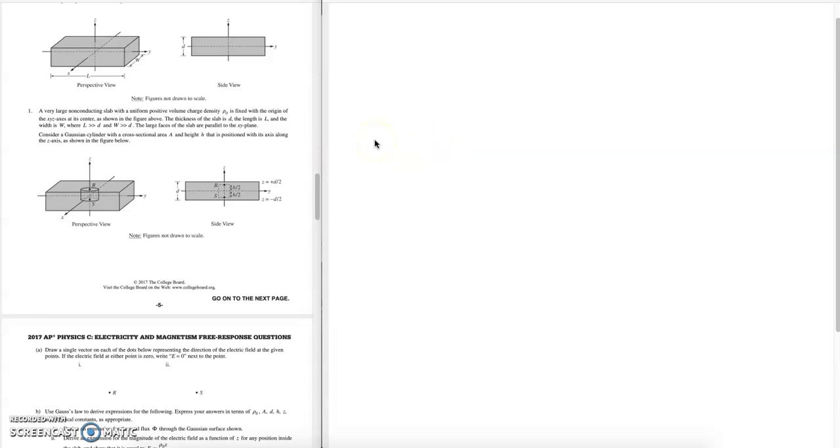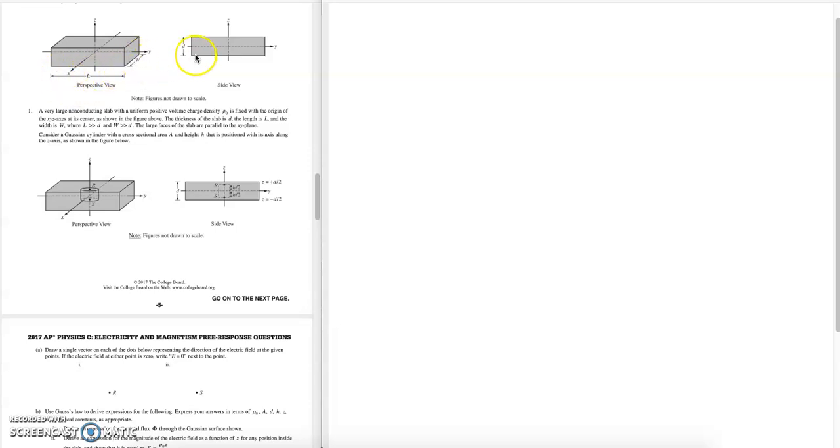All right, let's take a look at the 2017 problem set, and we will only be looking at problems 1 and 2 since they've gotten rid of the magnetic fields for this year. So, problem number 1 starts out with a slab of charge. So we will be looking at planar symmetry.